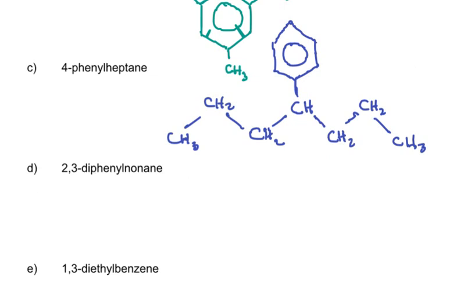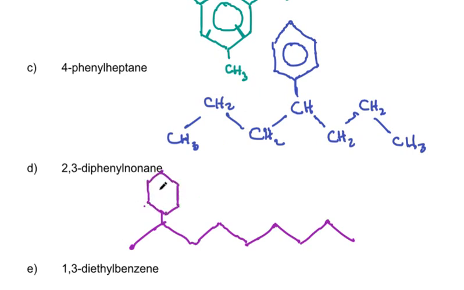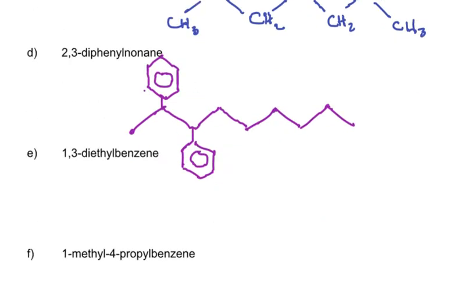2,3-diphenylnonane. Okay, so having just hosed myself with this, I'm going to smarten up and just do a line structure for this one. Nonane, 1 carbon, 2, 3, 4, 5, 6, 7, 8, 9. That's all we need for nonane. On the second carbon, there is a phenyl group. On the third carbon, also a phenyl group. Not super proud of that hexagon, but I hope that makes some sense.